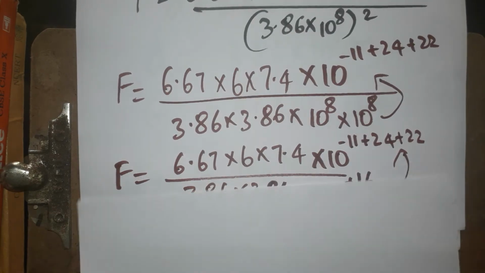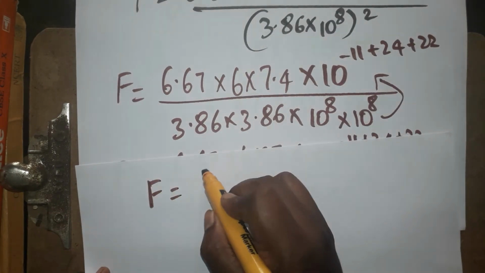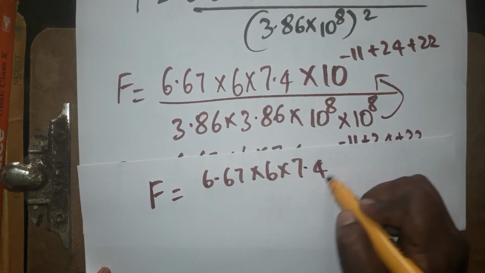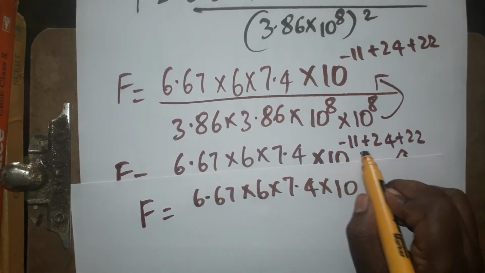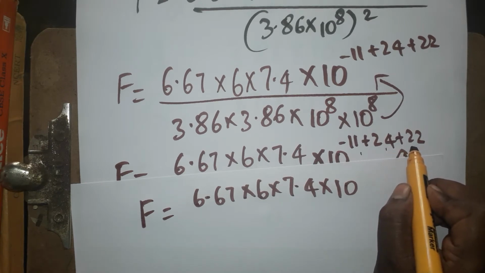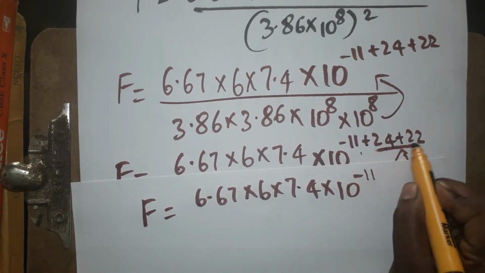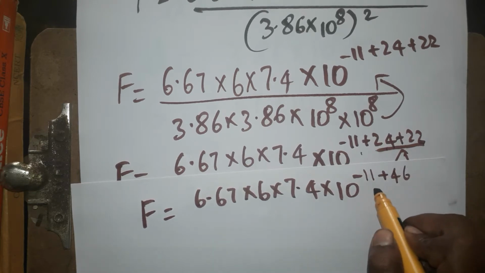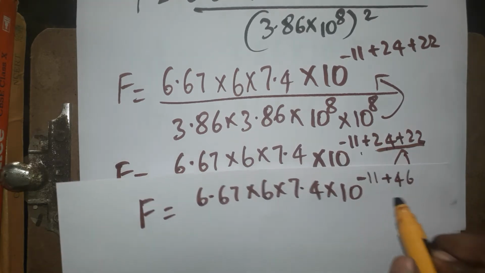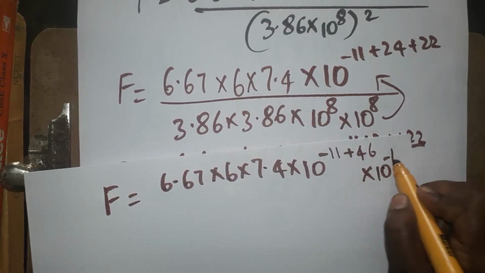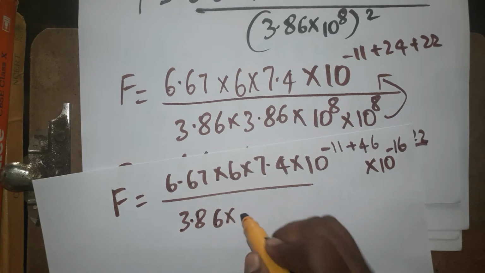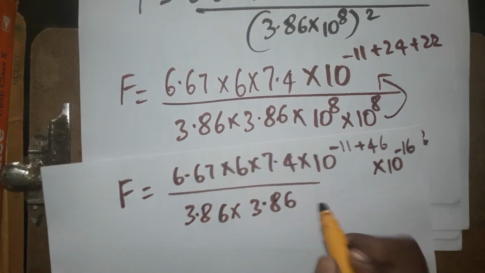So finally F is equal to 6.67 into 6 into 7.4 into 10 power minus 11 plus 24 plus 22, minus 16. What will I get? 24 plus 22 is plus 46. 46 minus 11 is 35, and then minus 16 gives 10 power 19. Denominator 3.86 into 3.86. Now I am going to make it a round number.